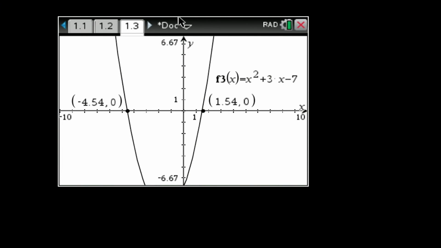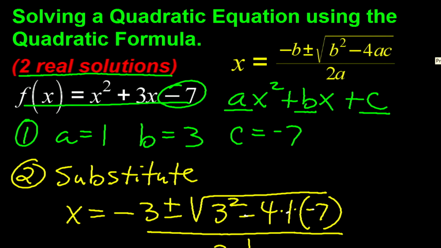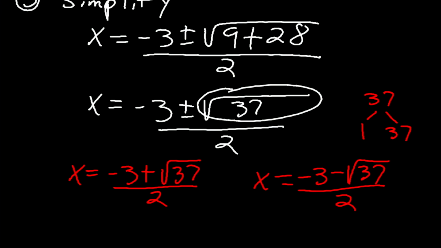And here's the graph, and what you're interested in are the values where it crosses the x-axis. Now, notice these are in decimal form, and my other solution over here was in radical form. So if I wanted to test and see if they were the same, all I need to do is substitute these numbers into the calculator, and you'll find that they are exactly the same.